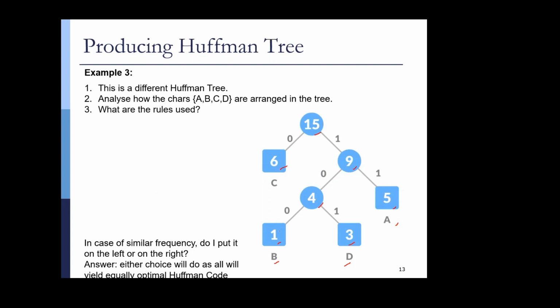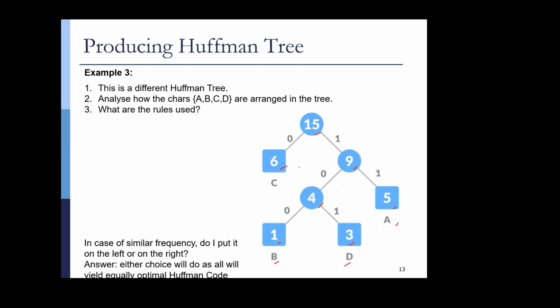Now let me ask you, in case of similar frequency, let's say here is easy to decide. Okay, let's look at this one, 4 and 5. If 4 and 5, of course 5 must be on the right hand side, right? But if you compare 6 and 9, of course 6 is on the left hand side. Smaller one should be on the left hand side.